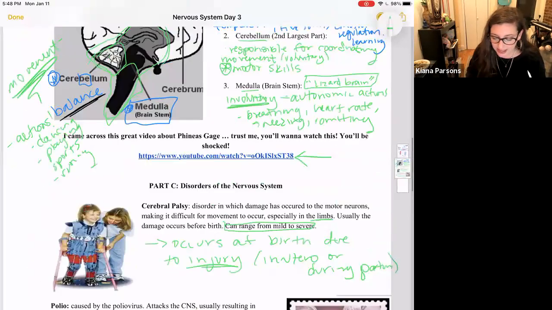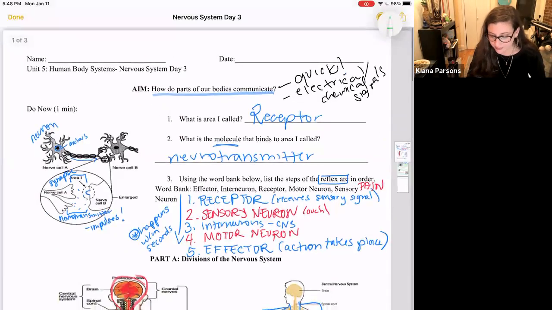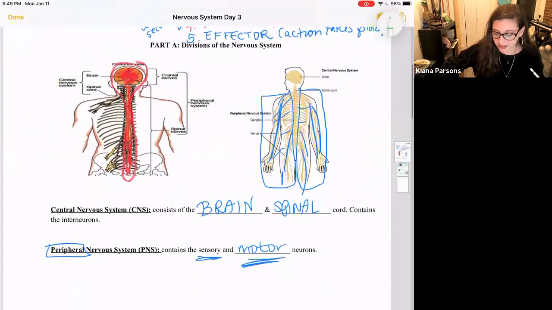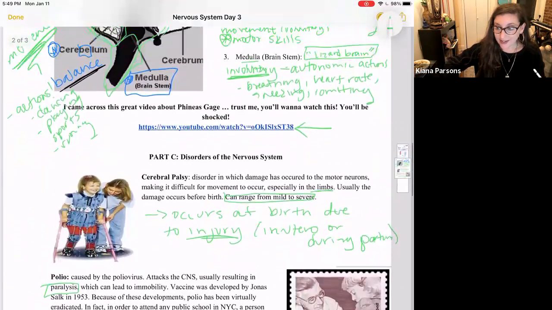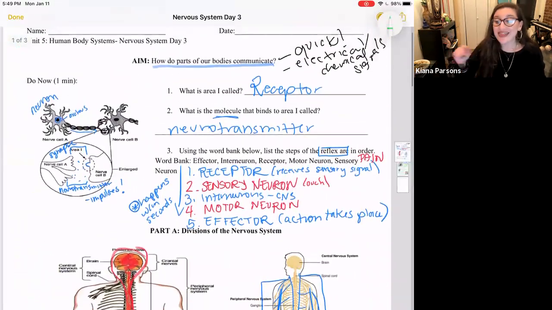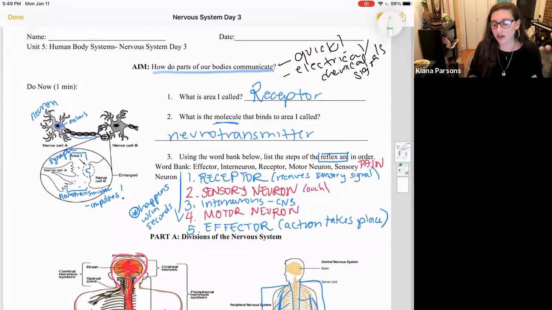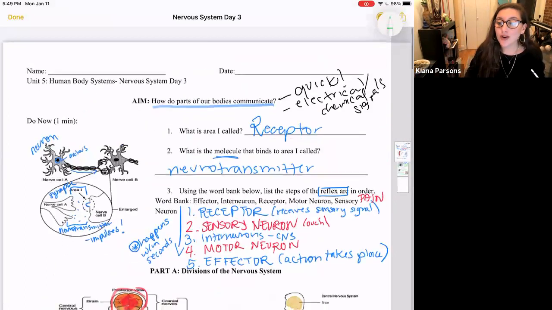That's all I have for you today. This was Nervous System Day 3. Today's aim was how do parts of our body communicate? And we talked about the central nervous system, the peripheral nervous system, parts of the brain, and disorders of the nervous system. And with that, we have finished the nervous system, and we will move on to our next body system tomorrow.